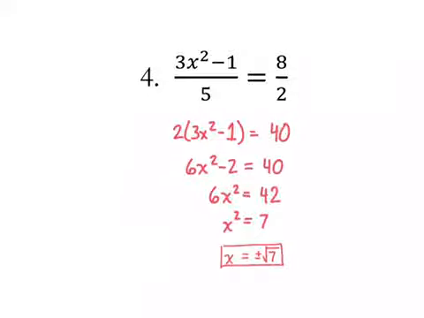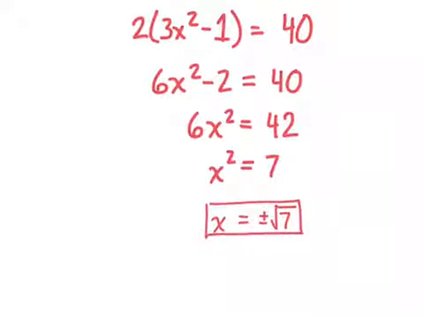We'll start this one by cross multiplying. So I do 2 times the quantity 3x squared minus 1, which on the left side will give me 6x squared minus 2. 5 times 8 is going to give me 40 on the right-hand side. Then I'm going to add 2 to both sides. So I get 6x squared is equal to 42. I divide both sides by 6. And now I get x squared is equal to 7.